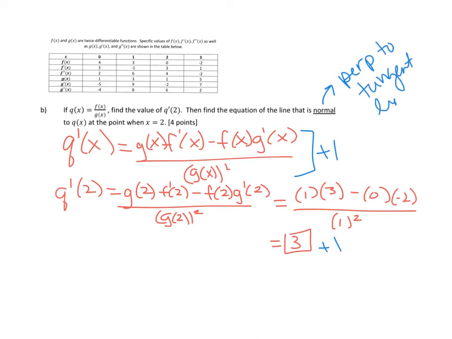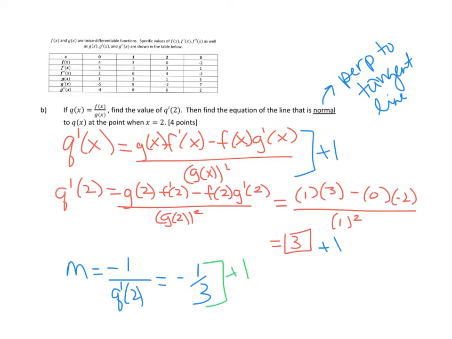So you still find the point the same way. The slope is a little bit different. So your slope, remember when we have a perpendicular line, you're going to do the negative reciprocal. So my slope is going to be negative 1 over the value that I just found, which gives you negative 1/3. So this is the slope of my normal line. By the way, if you do that, you get 1 point.